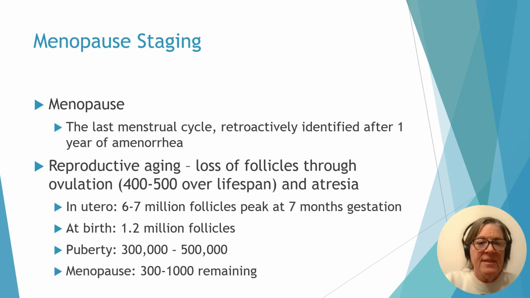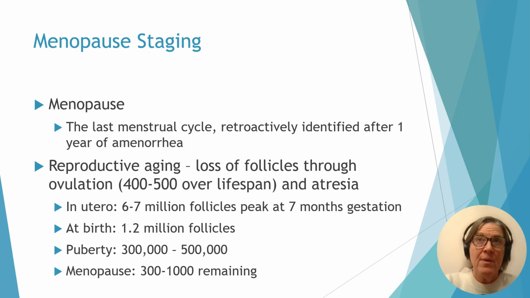So menopause itself is just that last menstrual cycle, and it's retroactively identified after a year of amenorrhea. Reproductive aging involves the loss of follicles across the lifespan of a woman, and these are typically lost through ovulation, but mostly through atresia. We actually have all of the follicles that we'll ever need in utero, and the peak number is about 6 or 7 million follicles at about 7 months of gestation, but the atresia starts as soon as the follicles are there.